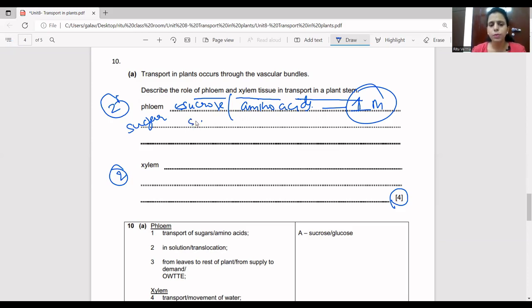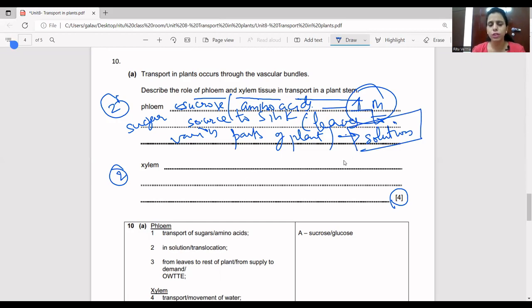So it transports substances from source to sink. This also you can mention, or maybe from leaves, because glucose is made in the leaves, to various parts of the plant. So if you write these 2 points you will get 2 marks. And if you don't remember any of these points, one more very important point is that phloem helps in the translocation process. I mean sucrose and amino acids are always translocated by phloem tissue in the form of solution. Okay, this is important, in the form of solution.